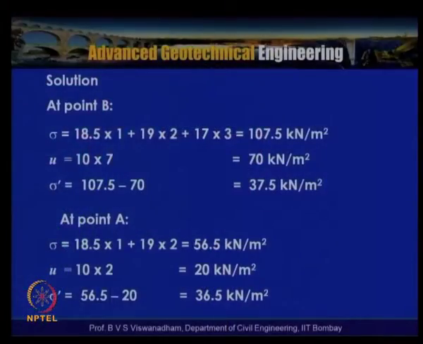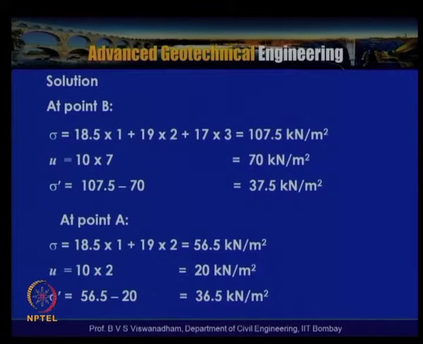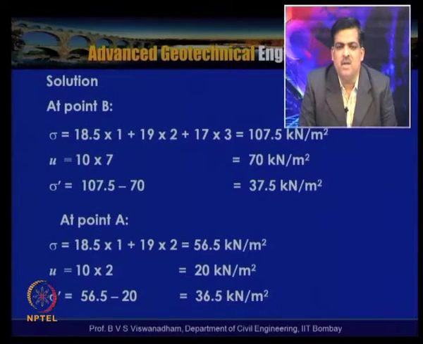At point B, sigma can be obtained as 18.5 into 1, that is the gamma d into 1 meter thickness, plus 19 into 2, that is the saturated unit weight of the sand layer below the hydrostatic water table, plus 17 into 3. So I have got 107.5 kilonewton per meter square, and at point B, U is equal to 10 into 7, so 70 kilonewton per meter square. So sigma dash is nothing but 107.5 minus 70, which is 37.5 kilonewton per meter square.